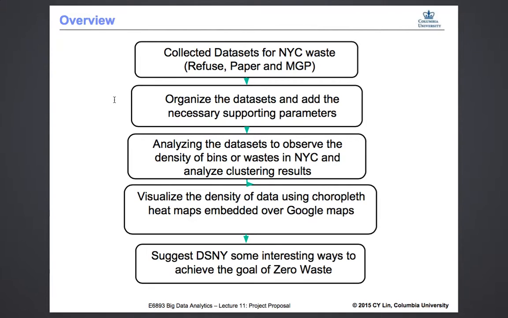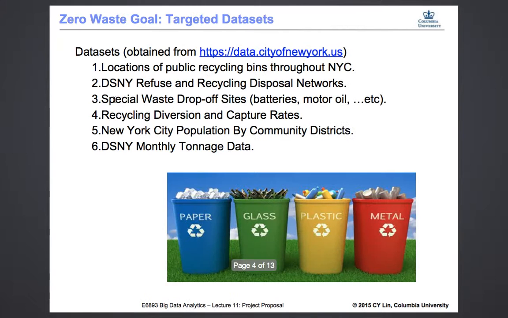So here's an overview of what we have done. We have collected datasets for New York waste, which were available online. We have organized the datasets and added the necessary supporting parameters. We've analyzed the datasets, done some clustering on them, and visualized the results. We've also visualized the density of data using choropleth heat maps. And in the end, we suggest to the Department of Sanitation in New York some interesting ways to achieve the goal of zero waste.